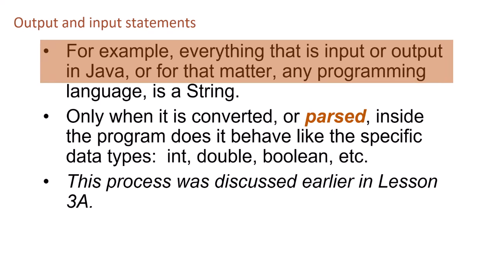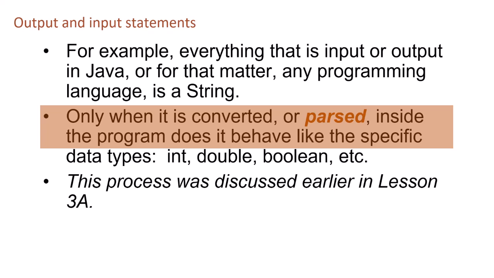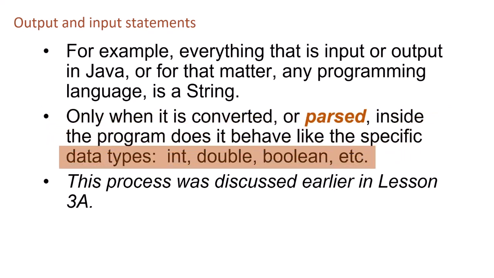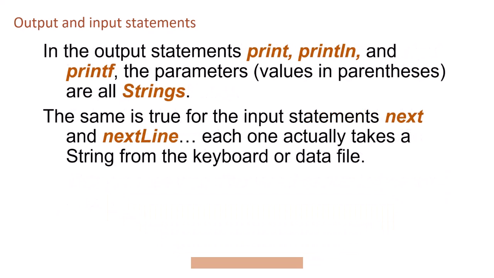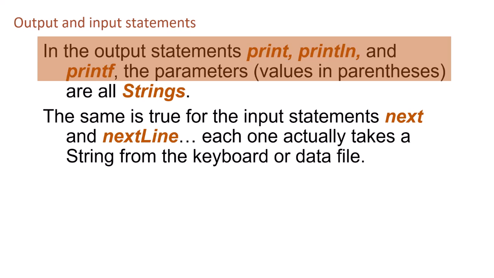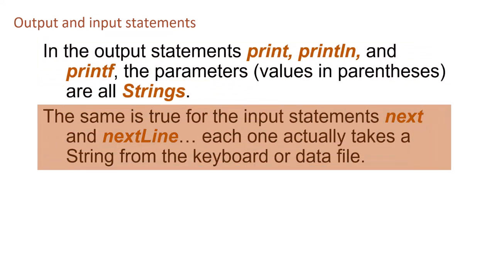For example, everything that is input or output in Java, or for that matter any programming language, is a string. Only when it is converted or parsed inside the program does it behave like the specific data types, int, double, boolean, etc. This process was discussed earlier in lesson 3a. In the output statements print, println, and printf, the parameters, the values in parentheses, are all strings. The same is true for the input statements next and nextLine.